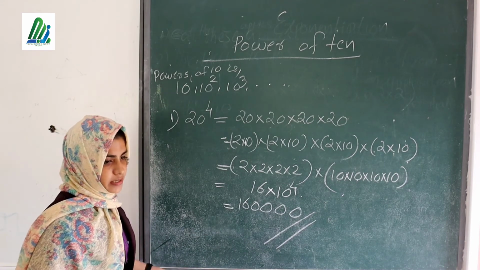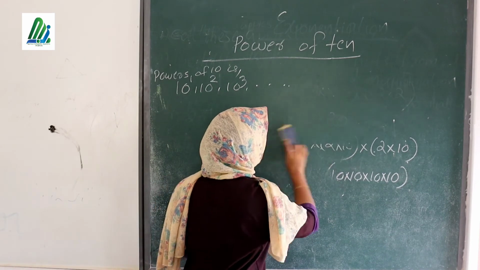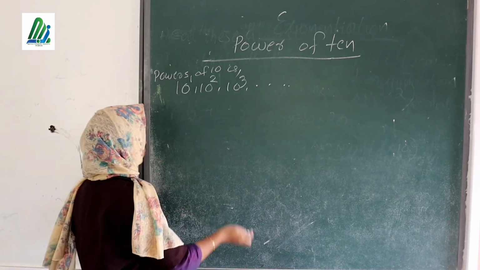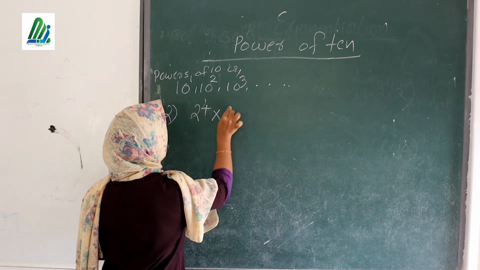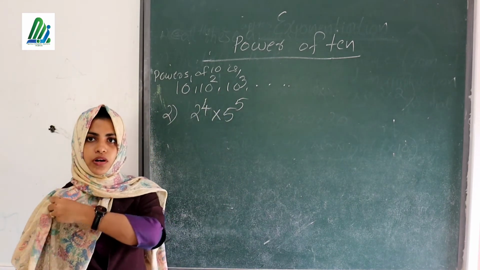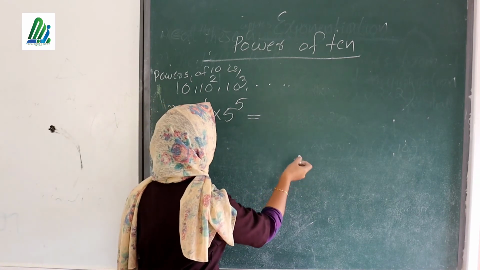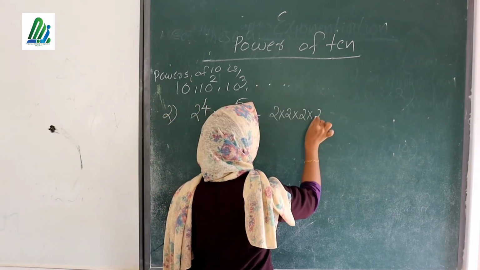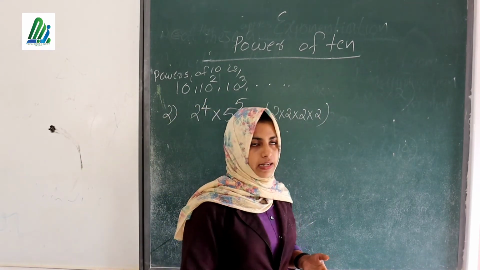The next question is 2 raised to 4 into 5 raised to 5. How can we compute 2 raised to 4 into 5 raised to 5? Here 2 raised to 4 means multiply 2 by 4 times, and 5 raised to 5 means multiply 5 by 5 times.